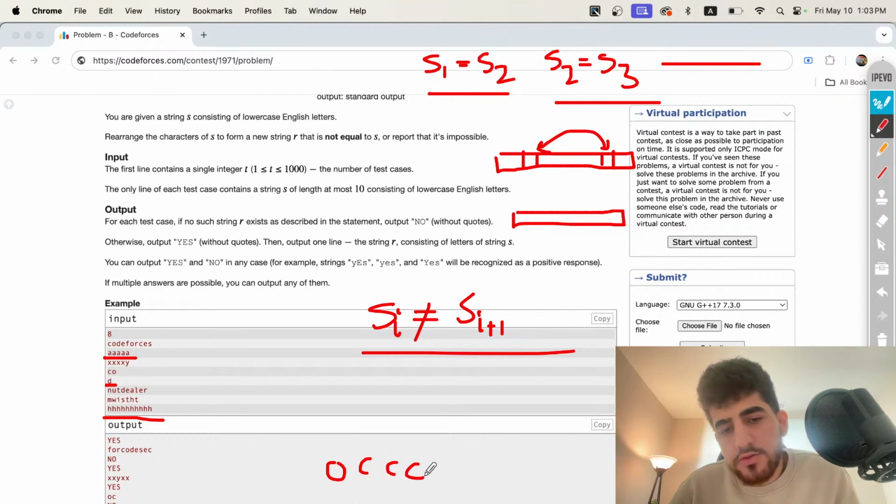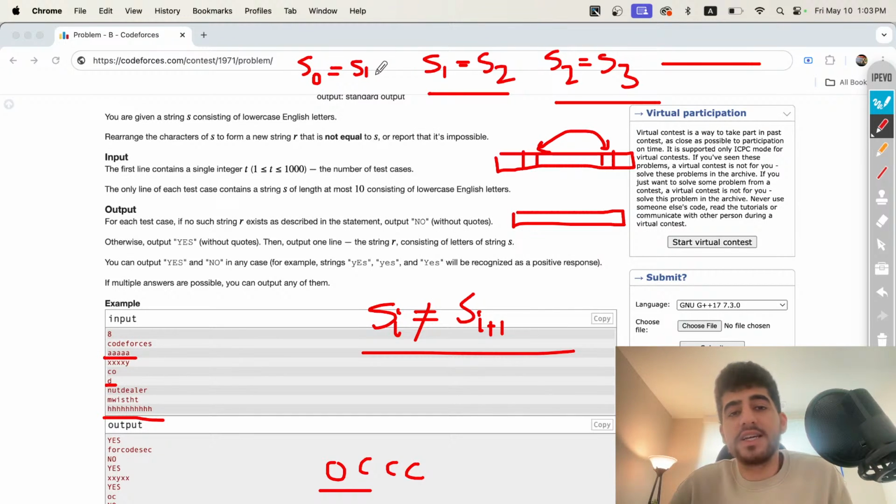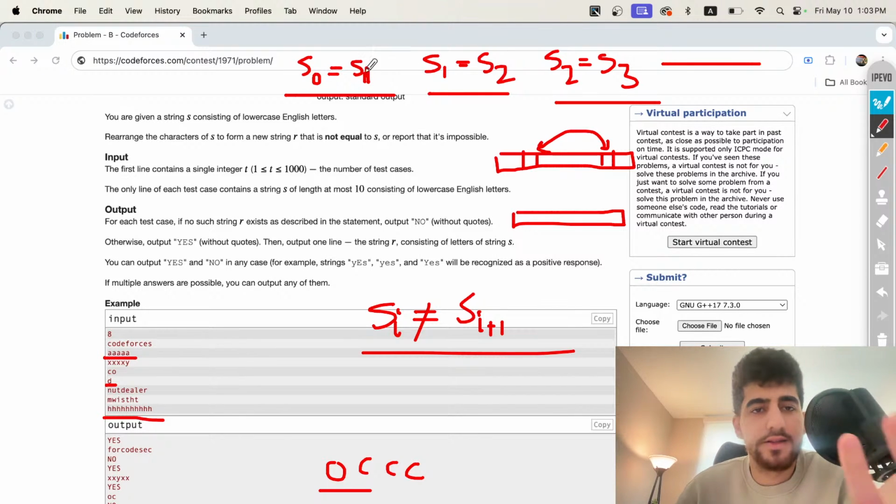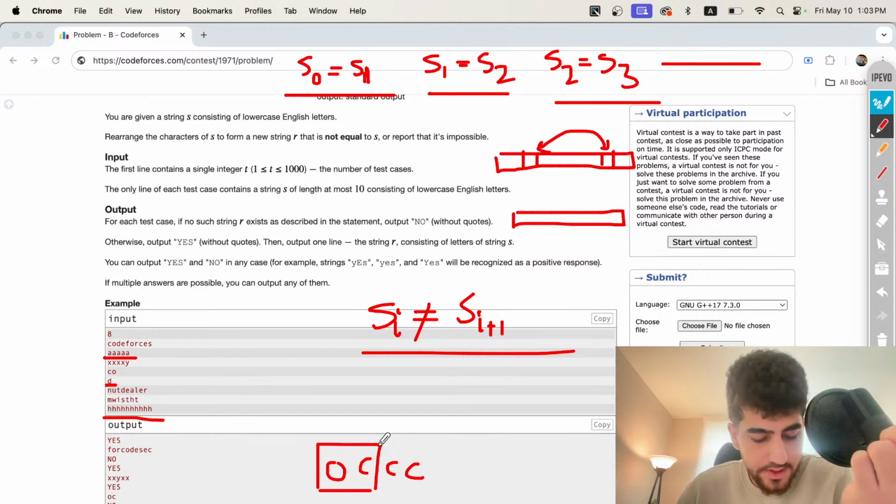OCCC, that is true because the first two letters, in my explanation I used one-based indexing, but in code you need to also compare S0 and S1. I mean, in my explanation I used one-based indexing for clarification, but in your code you have to consider zero-based indexing, and these two are different and you can swap them. Okay.